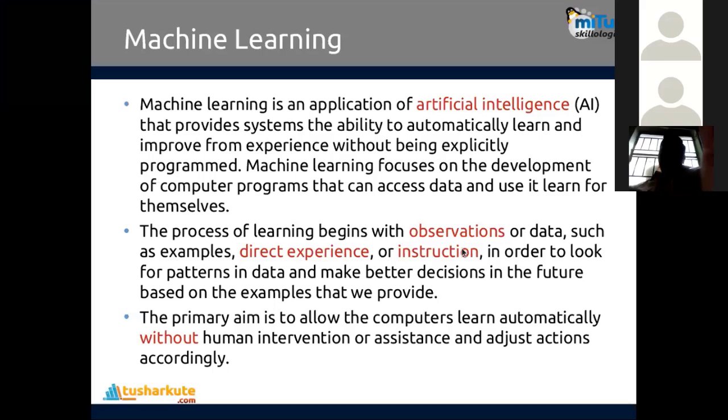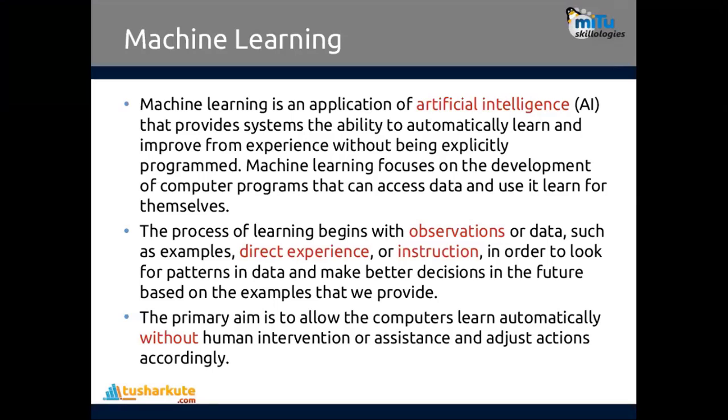Or data, such as examples, direct experience, instructions, in order to look for the patterns in the data and make better decisions in the future based on the examples that we provide. So basically, the human learning process is converted into the form of a computer learning process. How do we learn? We learn from previous experience or observations. The same thing is applied to the algorithms also. But the data should be perfectly created. So to make better decisions, that learning is very important to know.